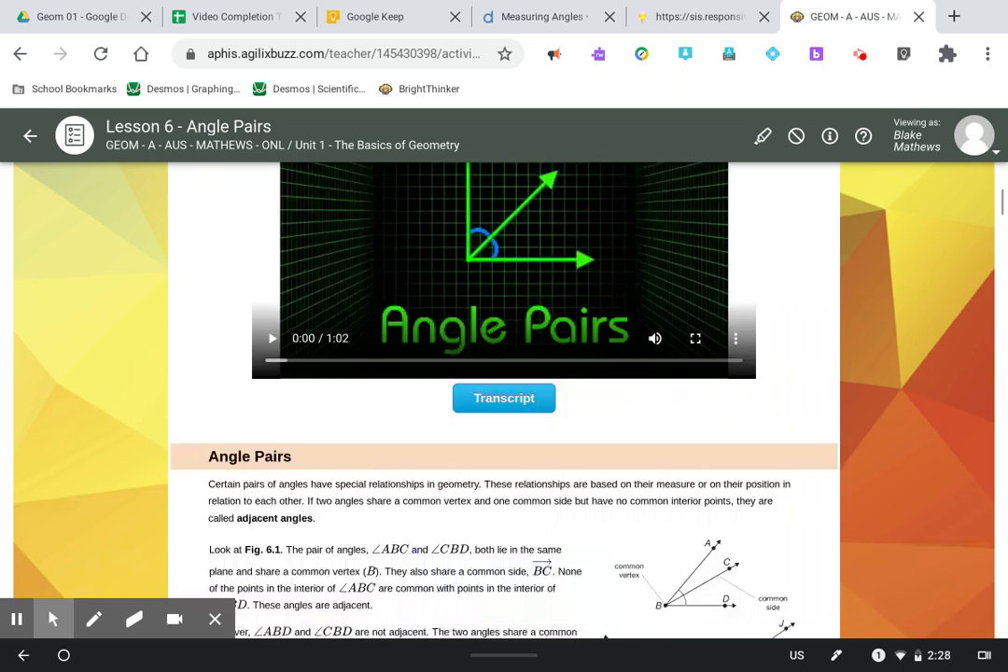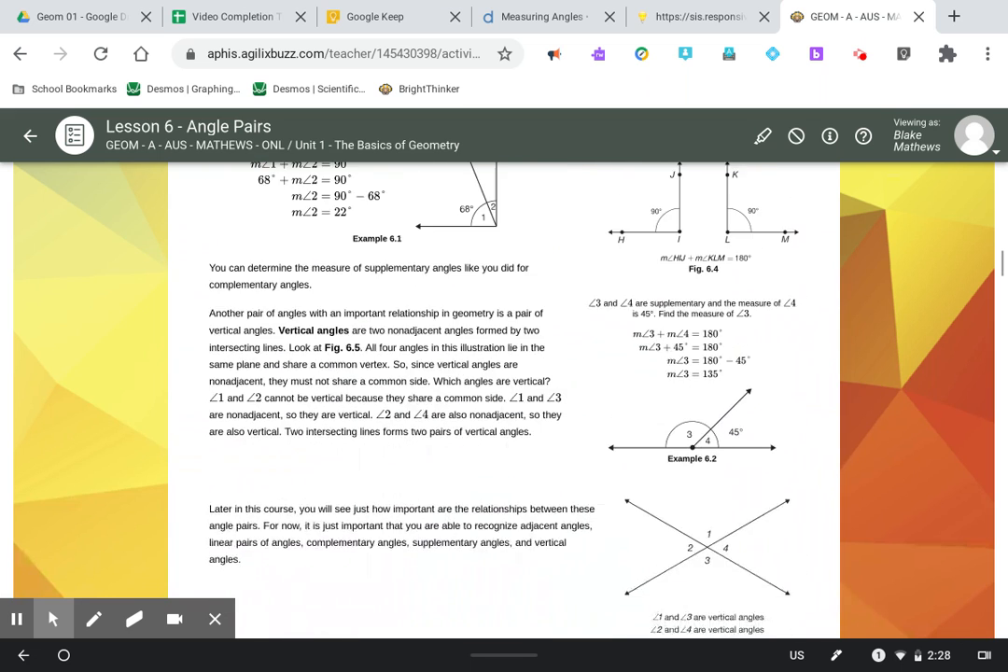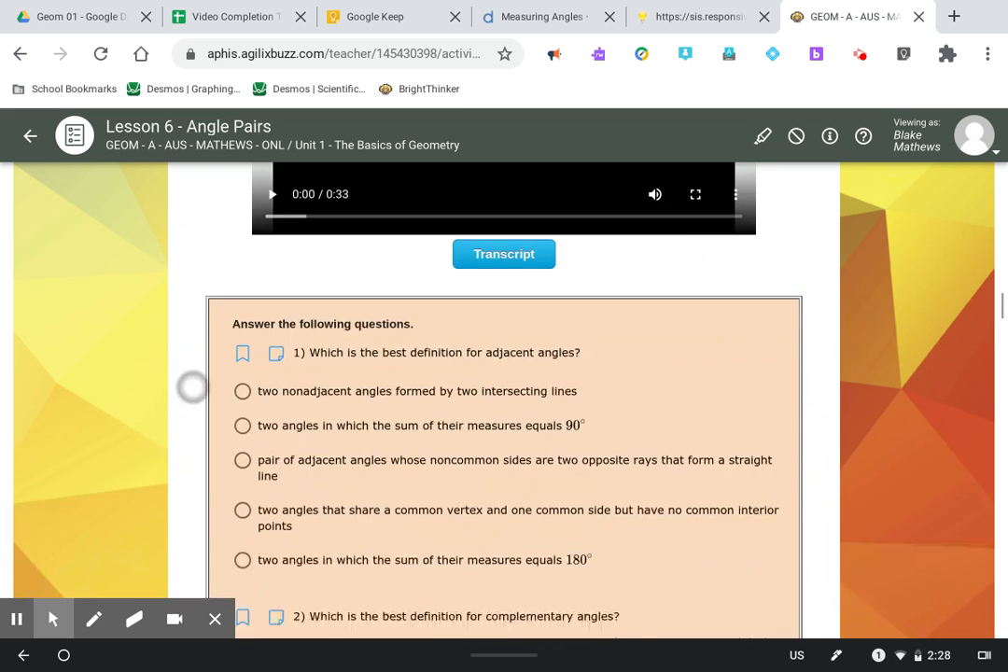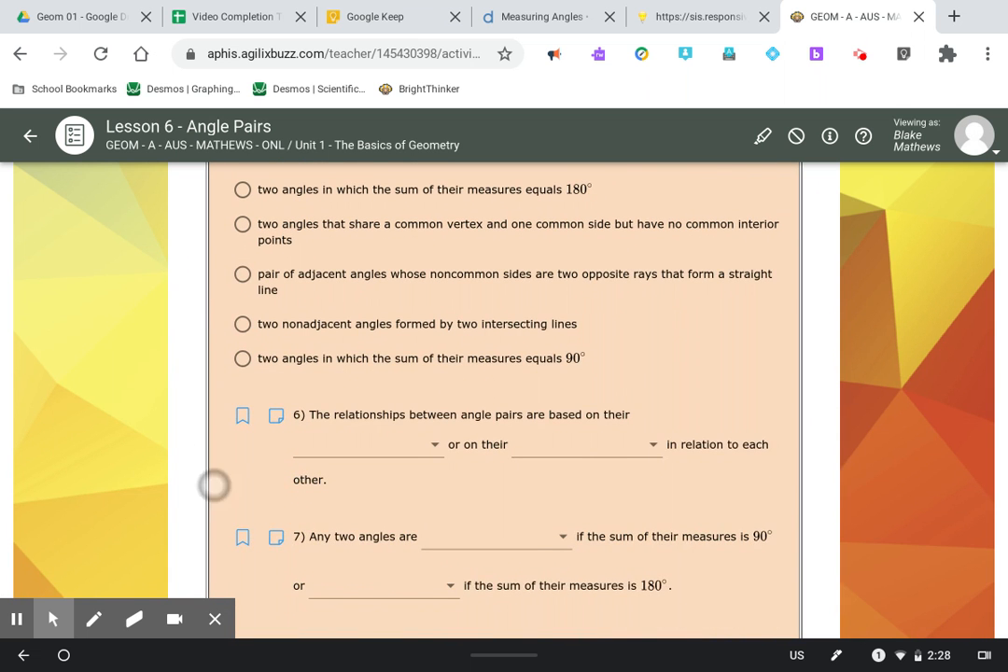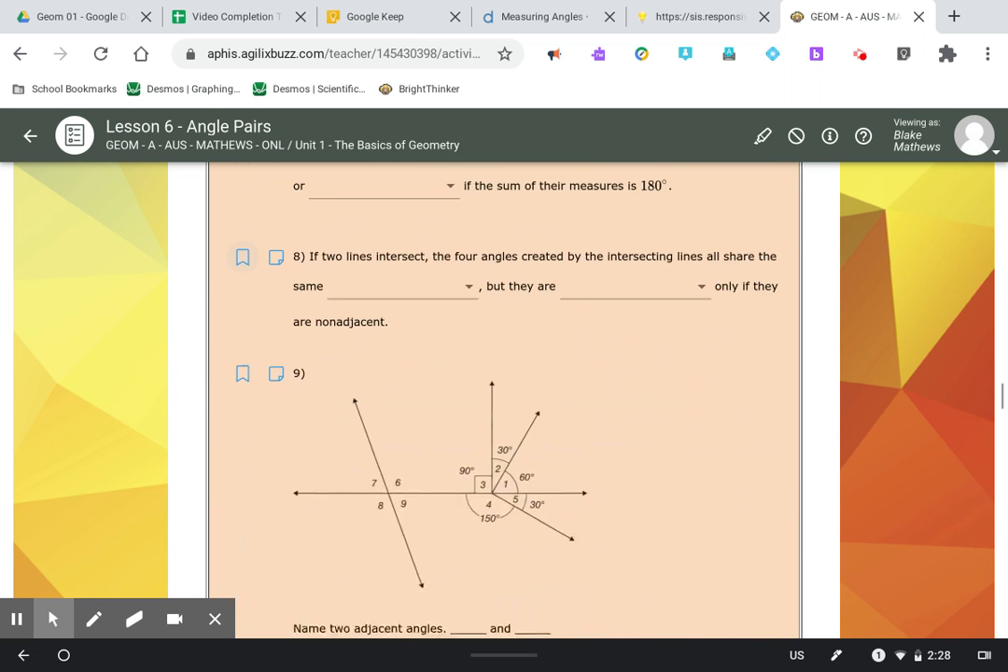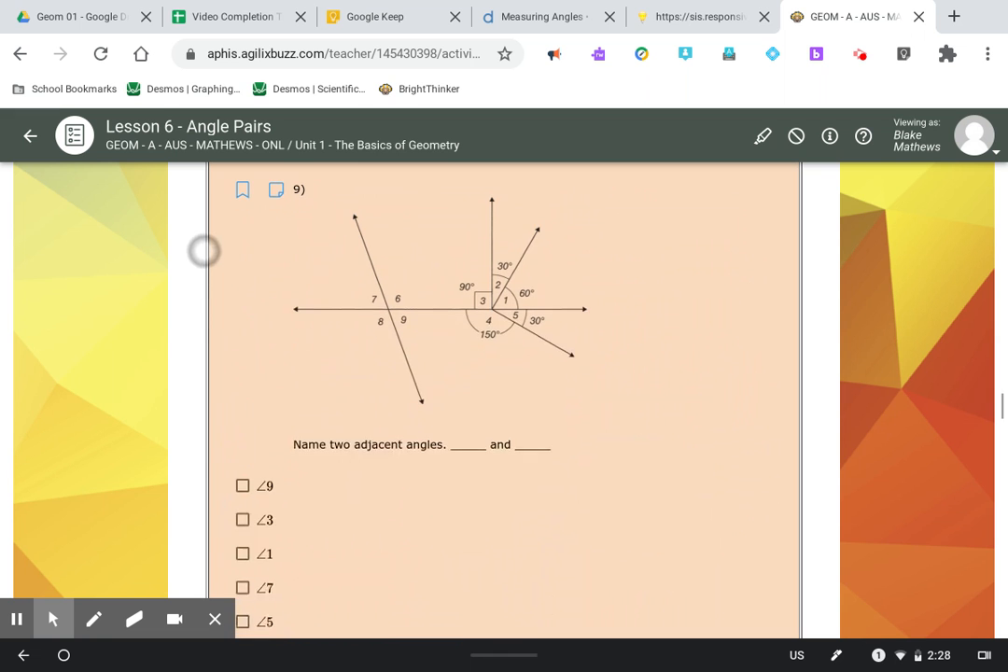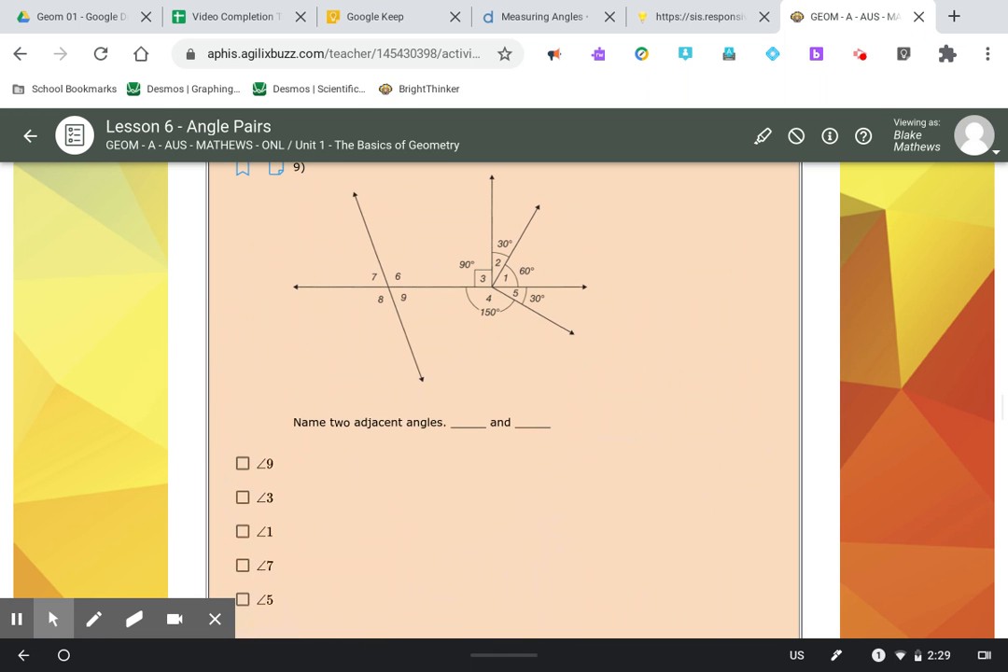Jumping over to our lesson, I would definitely have those pictures in front of you. Definitions for 1, 2, 3, 4, 5, 6 and 7, 8, all definitions. So use the definitions from the lesson or from the notes. Then it has us actually name them. Name two adjacent angles. There are tons of adjacent angles here. I'll just fire some off.